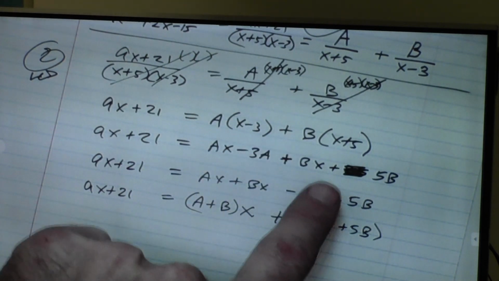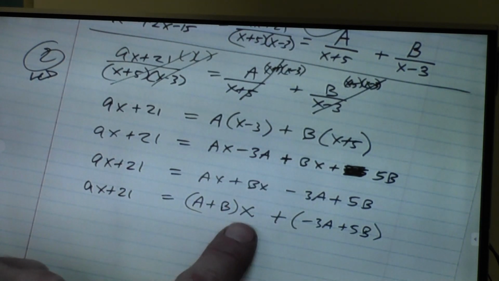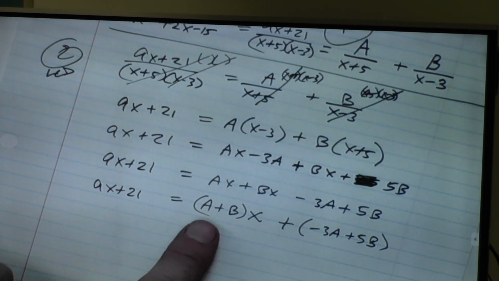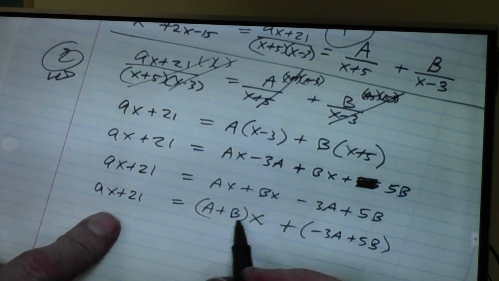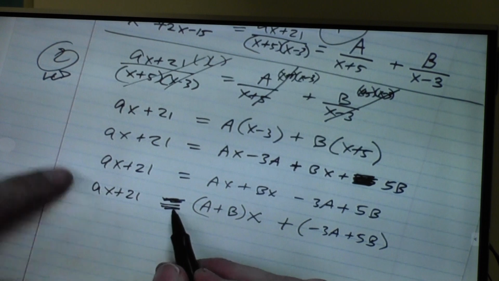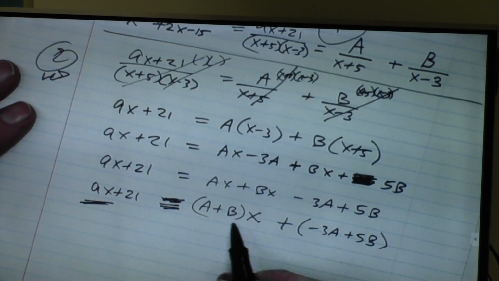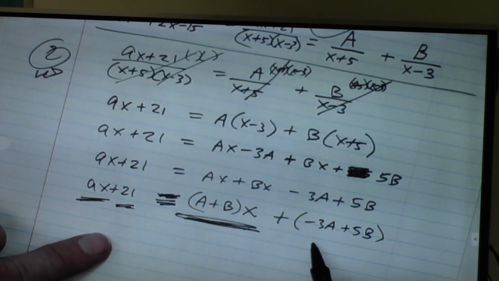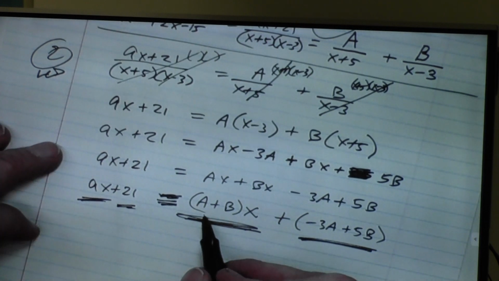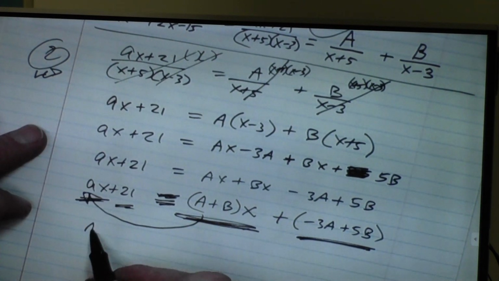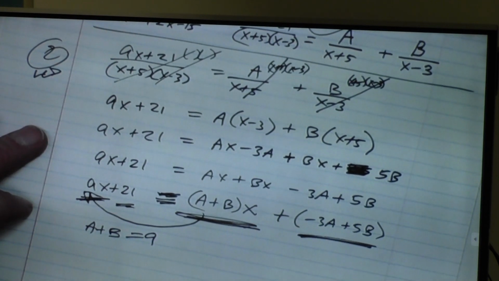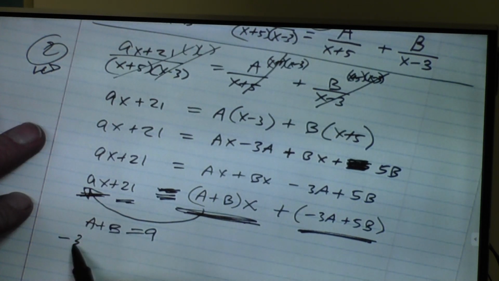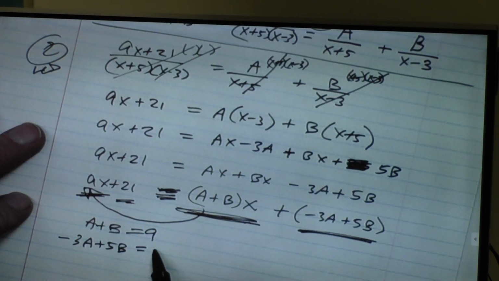Doing this, multiplying it out, putting the x's together so we can take an x out, allows us to do the real key to this partial fraction decomposition. I want to know what a and b are. Well, this is an equal sign. What we have here is a 9x. Here we have something times x. Here we have 21, and here we have a number that doesn't have an x. These two match. A plus b is equal to 9. And negative 3a plus 5b is equal to 21.